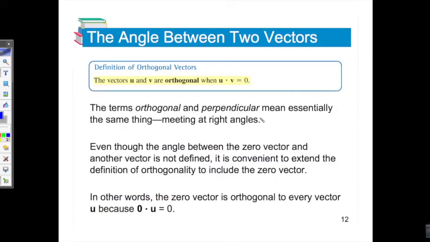Now, an interesting definition here is using the dot product to figure out if things are what's called orthogonal. Now, orthogonal just means perpendicular.